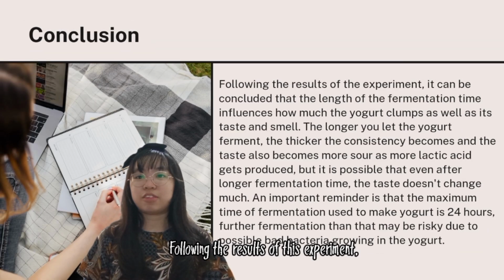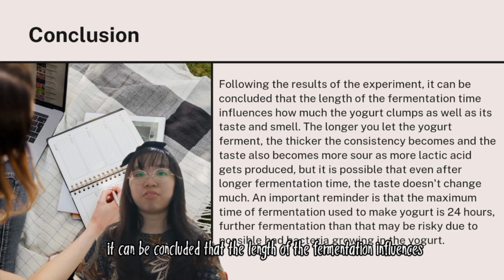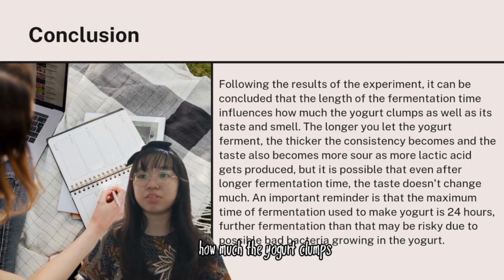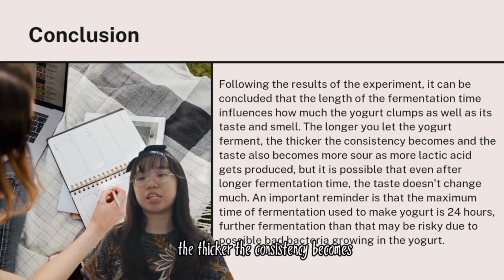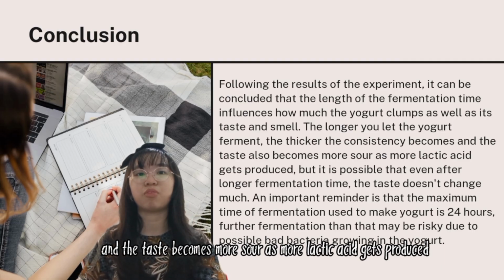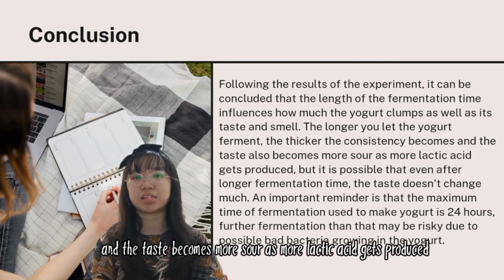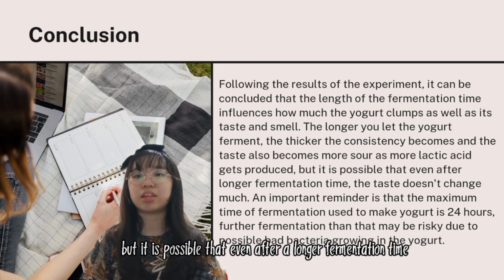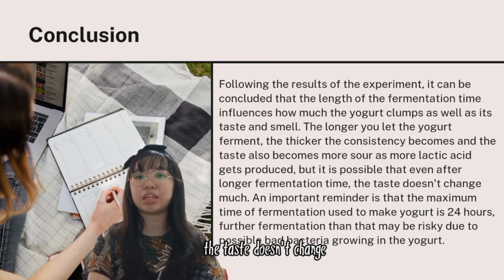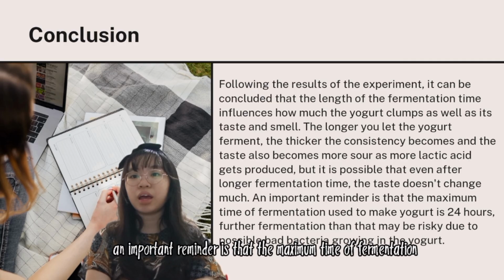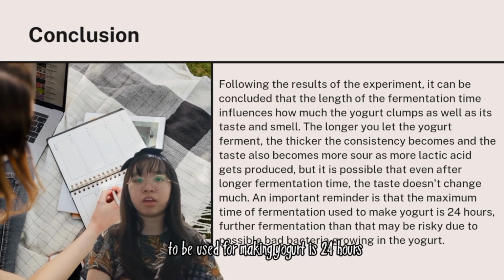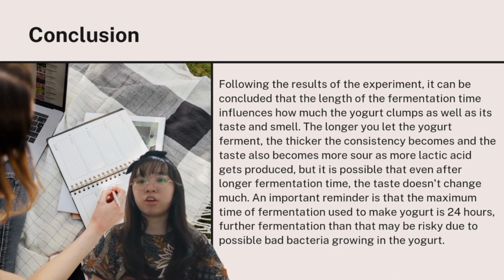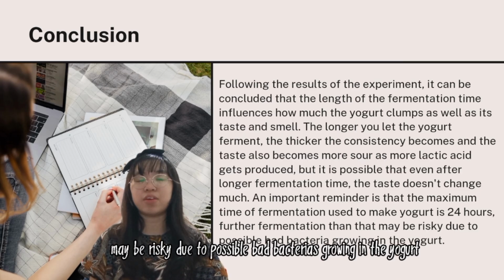Following the results of this experiment, it can be concluded that the length of the fermentation influences how much the yogurt clumps as well as its taste and smell. The longer you let the yogurt ferment, the thicker the consistency becomes, and the taste becomes more sour and more lactic acid gets produced. But it is possible that even after a longer fermentation time, the taste doesn't change. An important reminder is that the maximum time of fermentation to be used for making yogurt is 24 hours. For further fermentation, that may be risky due to possible bad bacteria growing in the yogurt.